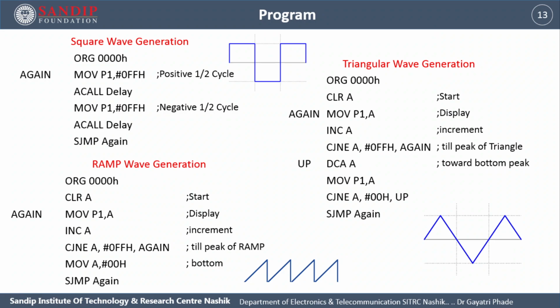Now the accumulator starts decrementing. Start displaying this onto the port and we will be getting this portion. When we go to 0, with CJNE A, do it again till we get 0. Once we go to 0, we again start by moving it into the accumulator and incrementing by one, so that we can get the display. In this way we will be getting this triangular wave continuously.